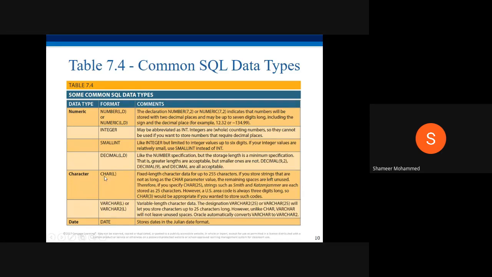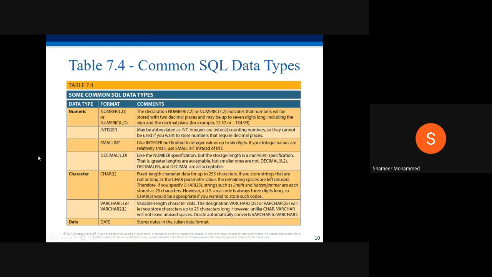Another data type is character. In the brackets, you write how much is the length. Like gender, male, female. I will write M for male and F for female. So in the bracket I will write 1. That means only one character we are storing.